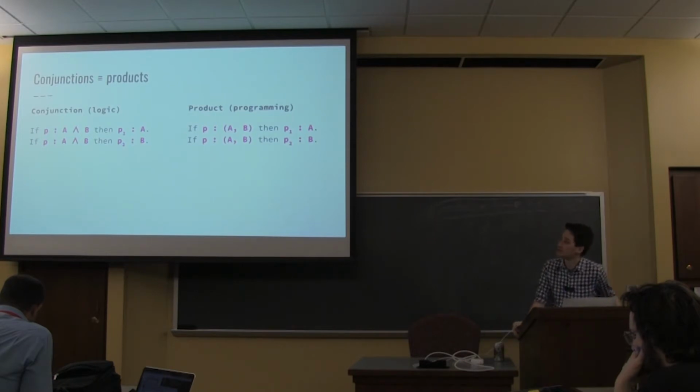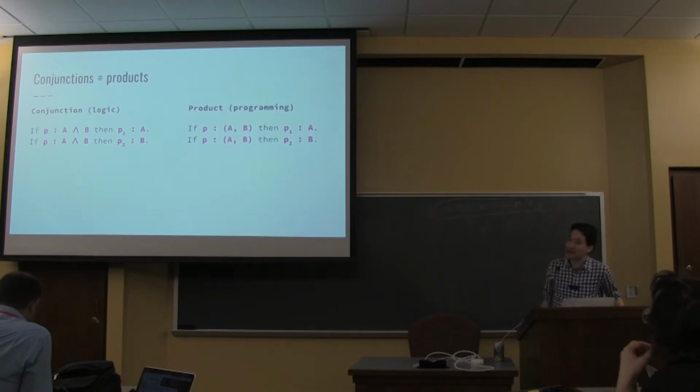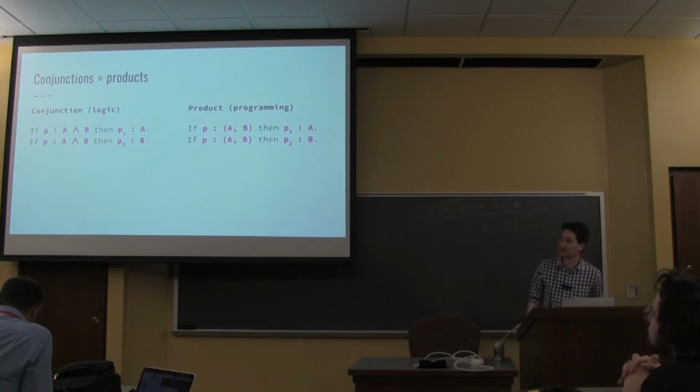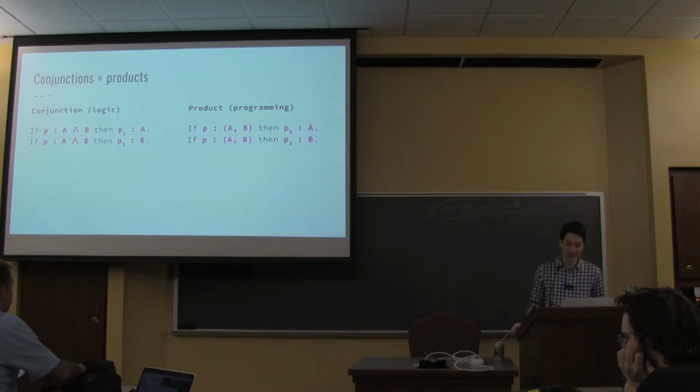The same for B. Now on the right, we have the programming world. And here, P is a tuple, like a pair, containing something of type A and something of type B. And of course, I can extract out the A from it, or I can extract out the B from it. And so these rules on the left and the right look the same, don't they? Modulo the difference in syntax. We have parentheses for tuples on the right, and this caret thing for conjunction on the left. But other than that, it's the same rule, isn't it?